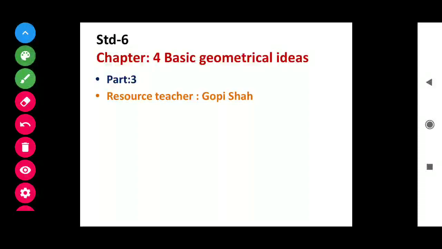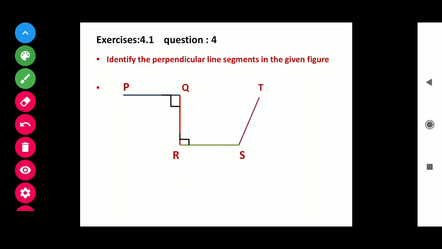In today's video lecture we will discuss some sums from exercise 4.1, page number 69. First of all, I would like to discuss question number 4, which is like this. Identify the perpendicular line segments in the given figure.